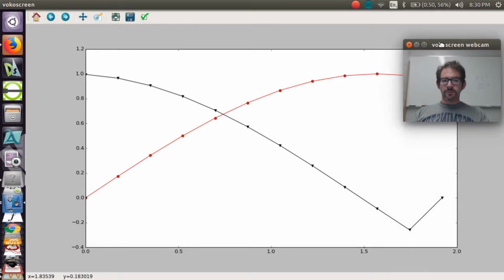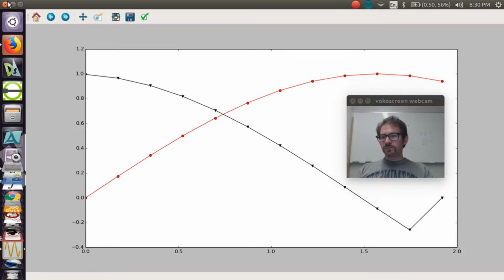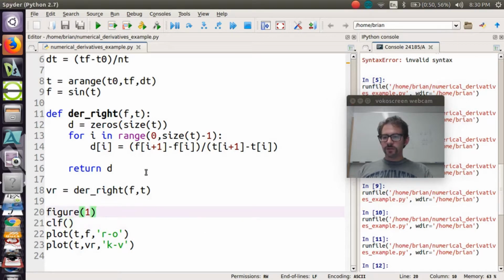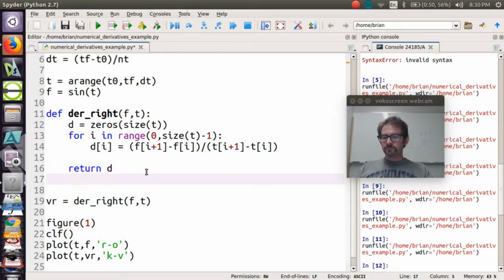Let's get me out of the way. Here's the function itself, sine in red, and our numerical estimate of the derivative, which should be cosine, which is looking pretty good right up till the last point, because we didn't have any value to put in here on the right endpoint. That is where the right derivative fails. So let's see what we can do if we take the left slope.